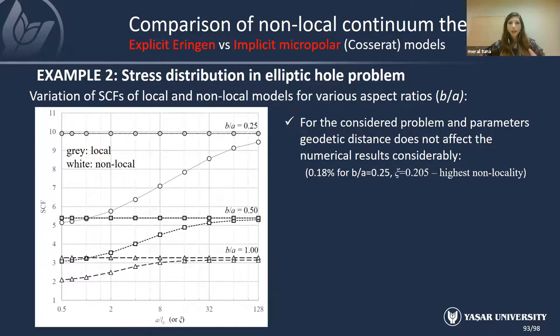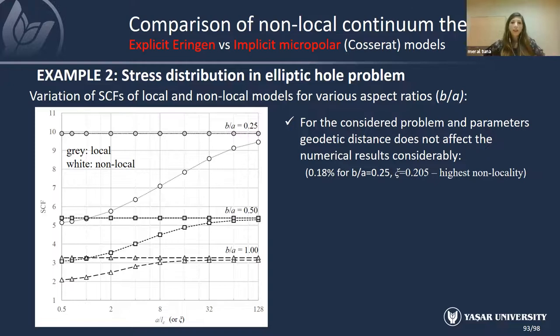So before moving on, I want to mention one point. For the non-local parameter considered herein and for the geometry considered in our study, the difference between geodetic distance and Euclidean distance does not affect the numerical results considerably. As one can see, for the worst case scenario, the results obtained with Euclidean distance or geodetic distance vary only 0.80%.